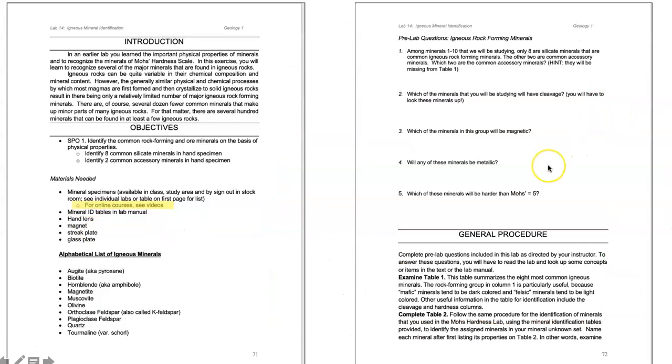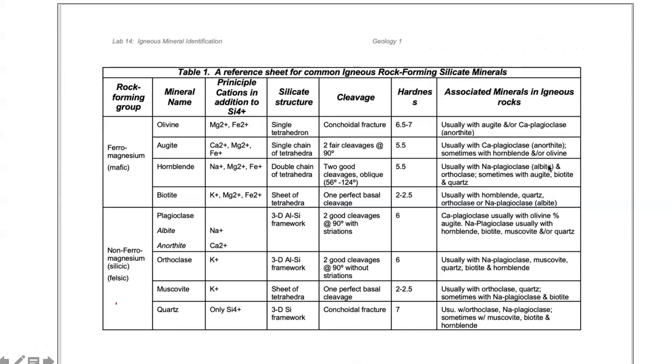So that's pretty straightforward. But let's take a look at this table 1. Table 1 lists 8 common igneous rock-forming minerals, not the 2 accessory minerals. So that should make that first question really easy. This table divides these 8 common igneous rock-forming minerals into 2 groups. And I've mentioned these 2 groups in a previous video. Mafic, which means rich in iron and magnesium, and felsic, or sometimes called silicic, rich in silica. Mafic minerals have magnesium and iron, one or the other or both, and you can see that all of these have that.